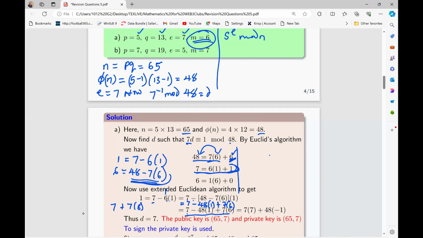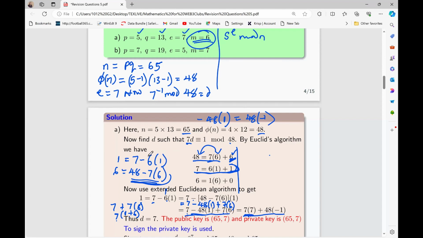So you can just factorize this part by putting 7 outside the bracket. 7 goes into itself once, and 7 goes here 6 times. So that means we have 7 times 7. That's what I have here. Then I have this negative 48 multiplied by 1, which is just the same as positive 48 multiplied by negative 1. That's what I have here. So this is the final equation.